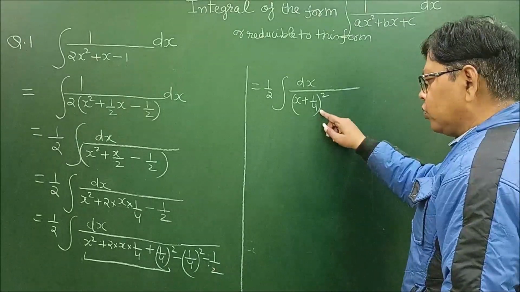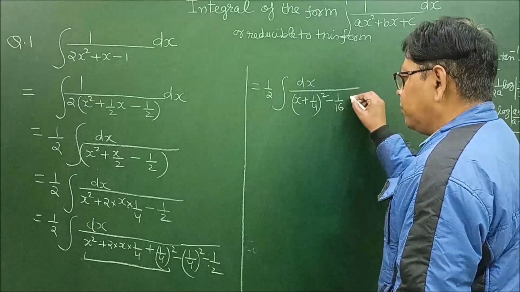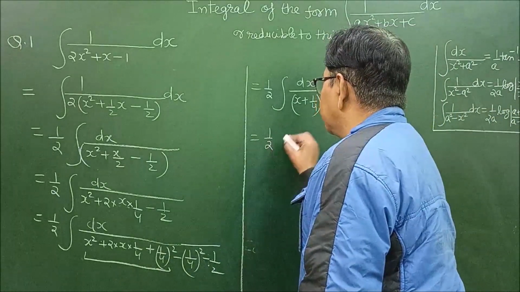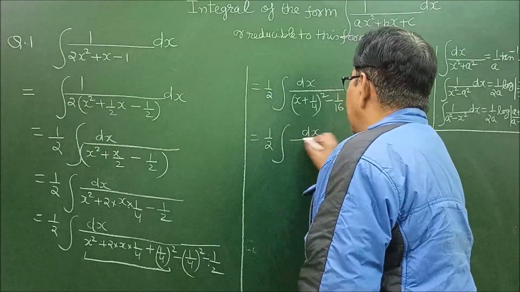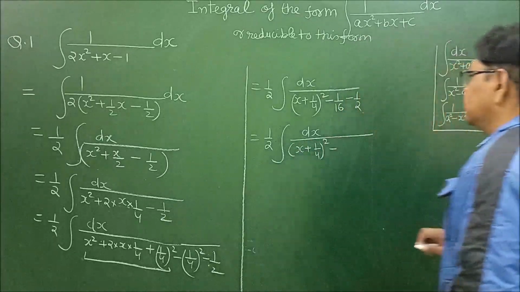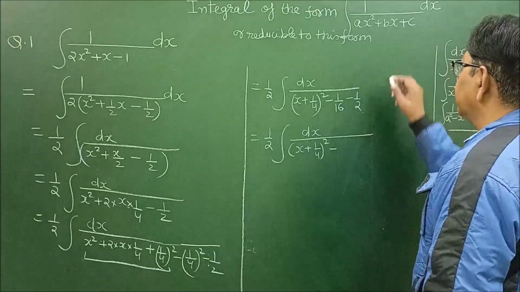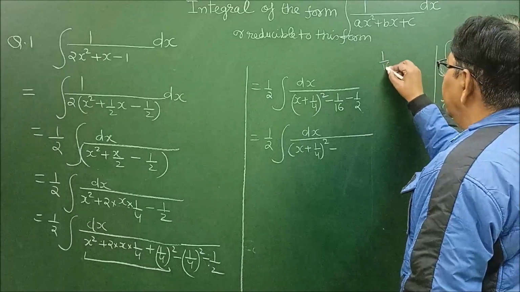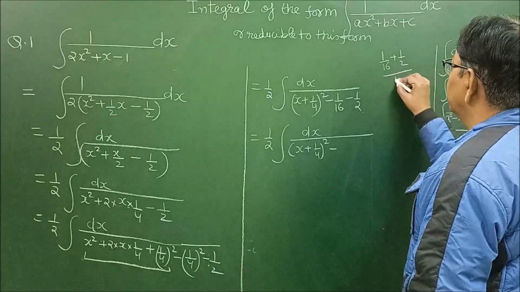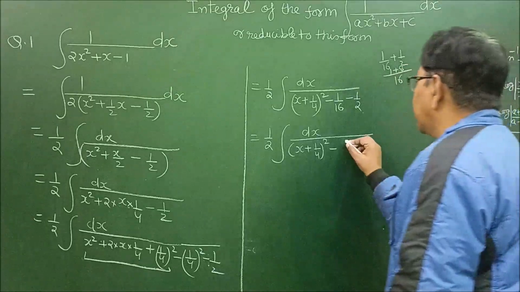Now this is the whole square of x plus 1 upon 4 minus 1 upon 16 minus 1 upon 2, which on further simplification is 1 by 2 integration dx upon x plus 1 upon 4 whole square minus, taking 16 as the LCM, 1 by 16 and 1 by 2 have the same sign, so adding them, 1 by 16 plus 1 by 2, that is 1 plus 8, 9 upon 16, minus 9 upon 16.